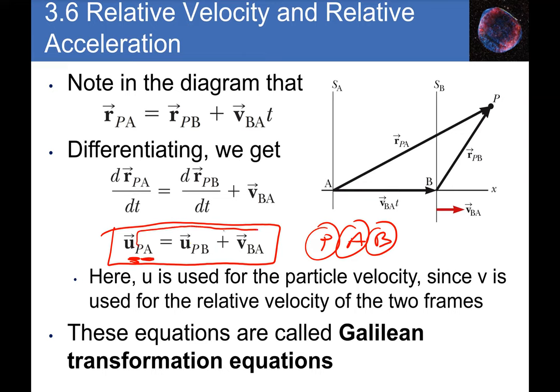P is the first one in the first term, and A is the last one in the second term. And the one on the inside part, those are for the third, let's say, observer. So these are known as the Galilean transformation equations.